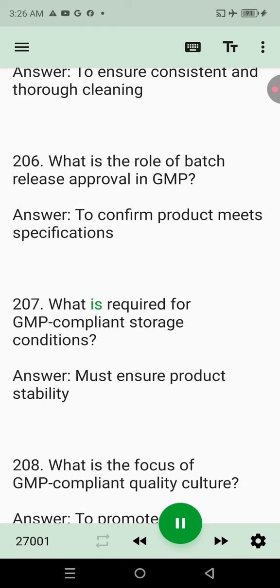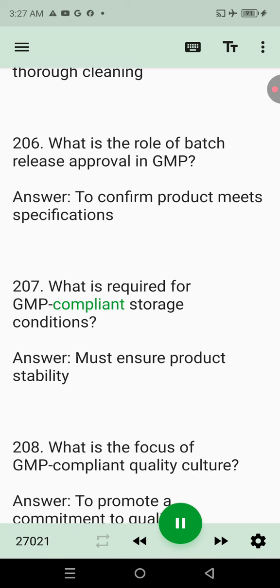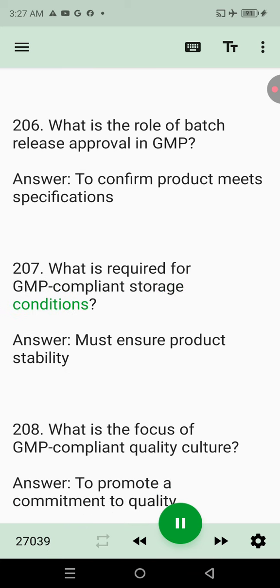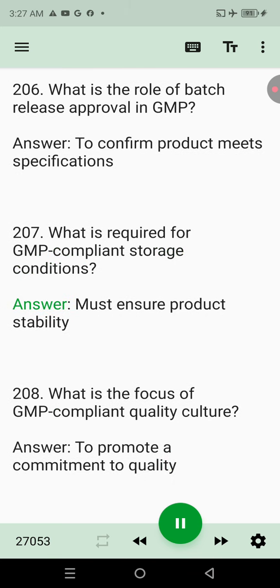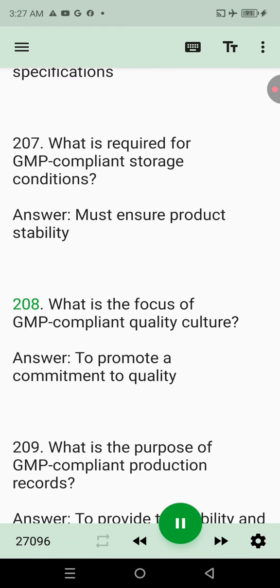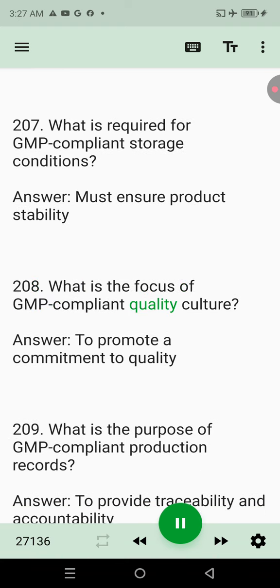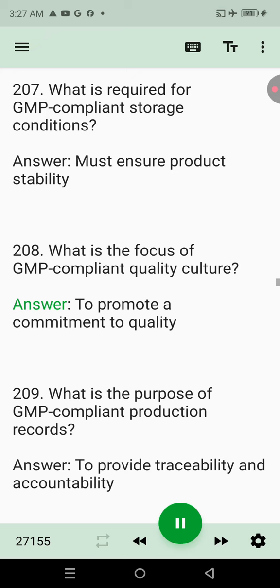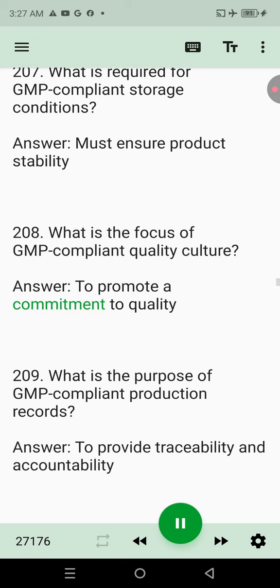207. What is required for GMP-compliant storage conditions? Answer: must ensure product stability. 208. What is the focus of GMP-compliant quality culture? Answer: to promote a commitment to quality.